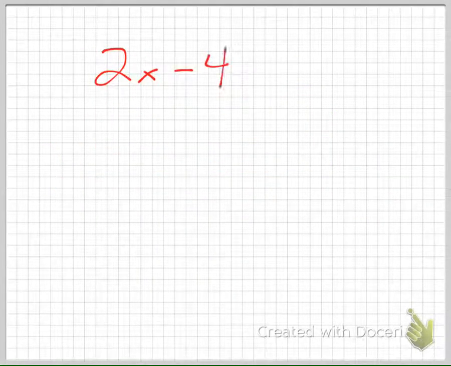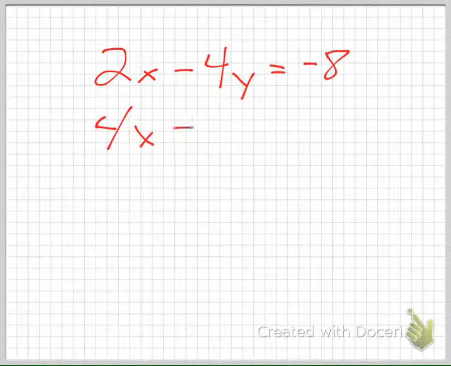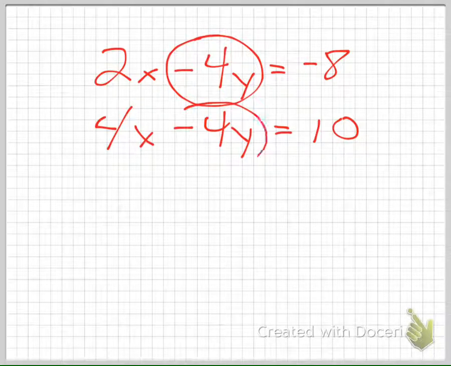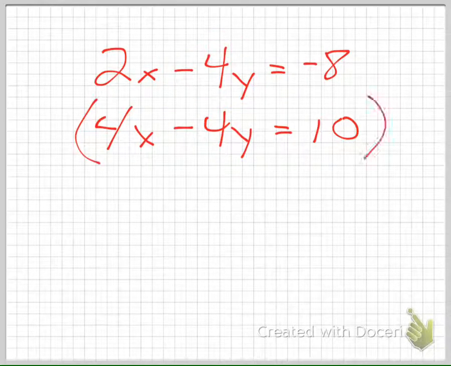What if I have this? 2x minus 4y equals negative 8, and 4x minus 4y equals 10. What am I going to do here? I'm going to subtract. It doesn't look like it, right? Because I have a negative 4y and I have another negative 4y. If I have a negative 4y and I add another negative 4y, what do I have? I have negative 8y. That doesn't eliminate anything. If I have a negative 4y, how do I get rid of that? I have to subtract it. So anyway, that's where you would go like this.